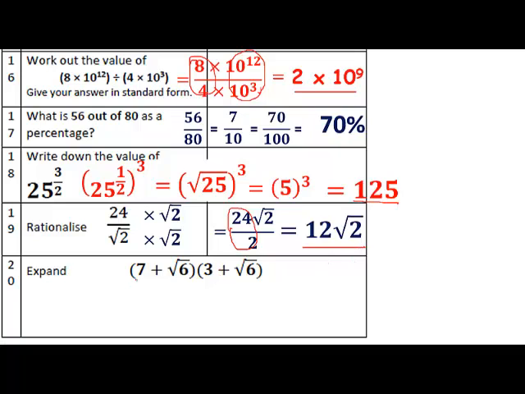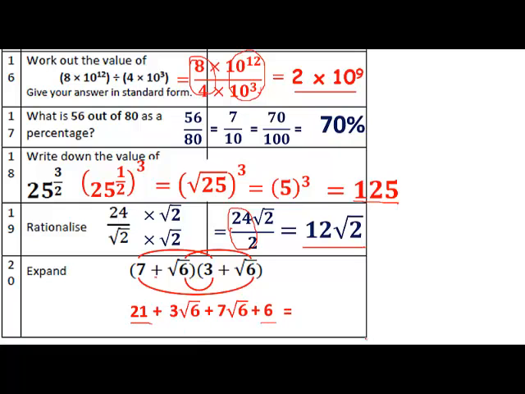Question 20. Just do the timesing as we did before. Draw the connector lines. So 7 times 3 is 21. Root 6 times root 6 is 6. And they're both positive, so it's going to be positive root 6. Root 6 times 3 is 3 root 6. And because it's positive, 3 root 6. 7 times root 6 is 7 root 6. And again, it's positive, so it's positive 7 root 6.